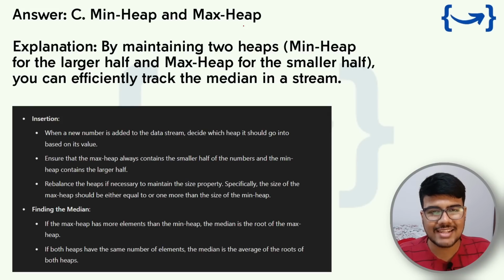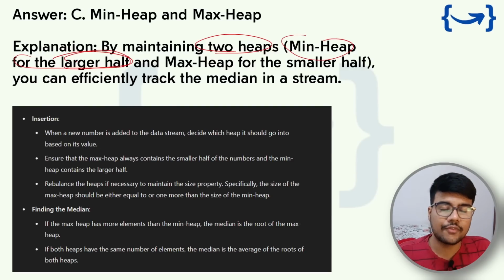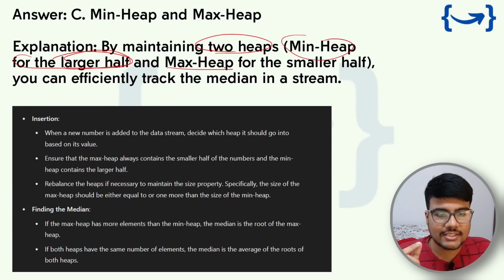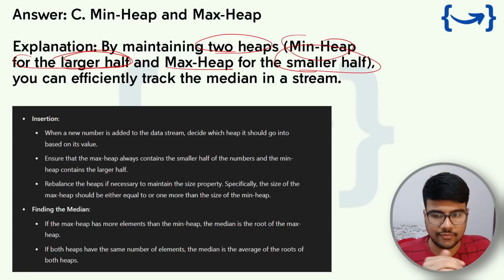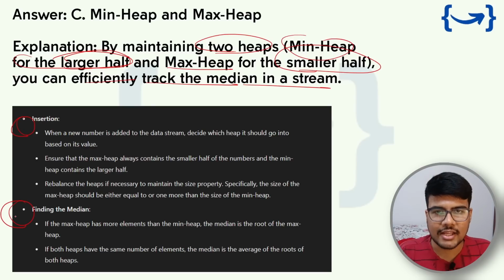So min heap and max heap would be the right answer that I told. By maintaining two heaps, a min heap and a max heap, the min heap tracks only the larger half, whichever elements are greater, and the max heap will always have the smaller half. You can efficiently track the median in a stream. You can see the insertion as well as finding the median, the whole procedure.